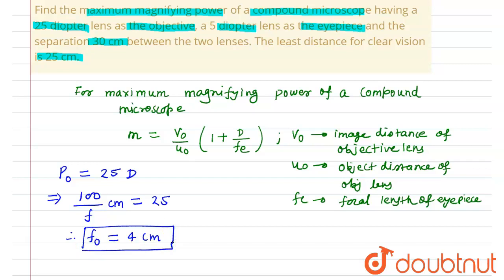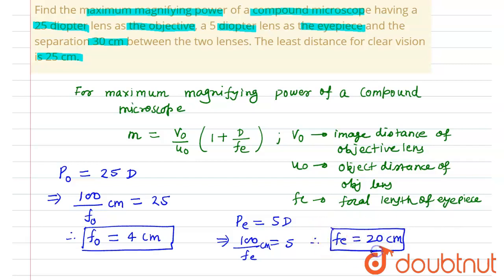Similarly, we have the power of the eyepiece as 5 diopter. So 100 upon Fe in centimeter equals 5. So Fe equals 20 centimeter. Now we have calculated the value of Fe. Now we have to calculate V naught and U naught.